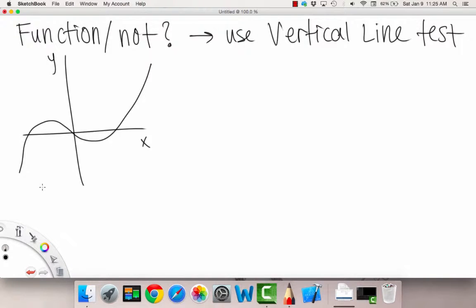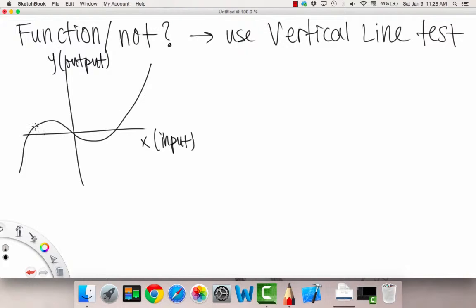Alright, so what we do for the vertical line test, let's think about this. So x represents our input, right? So I'll just write little input here. And y represents our output after the function does its thing, right? So essentially what a function should do, if it is a function or not, okay, is take each x value, each input, and bring it to only one output.